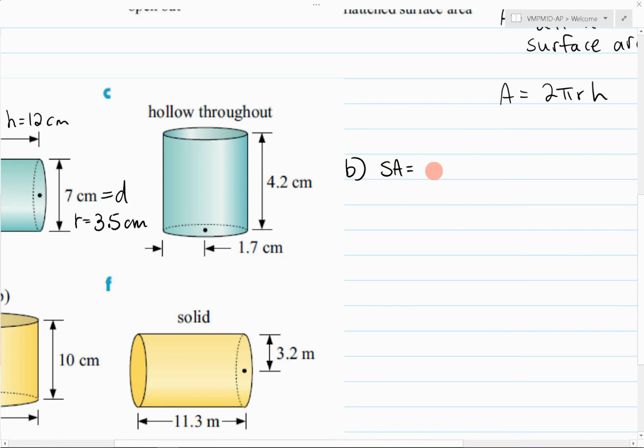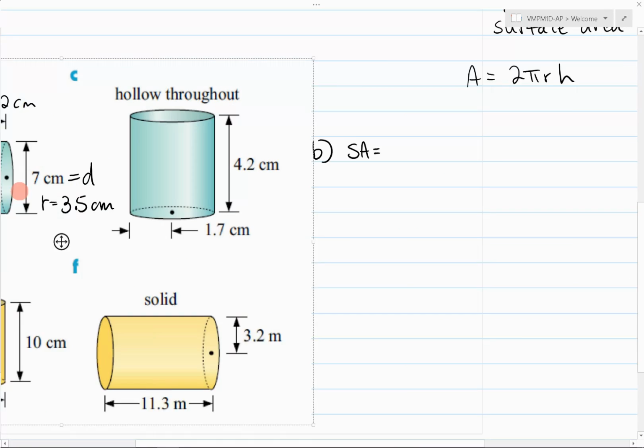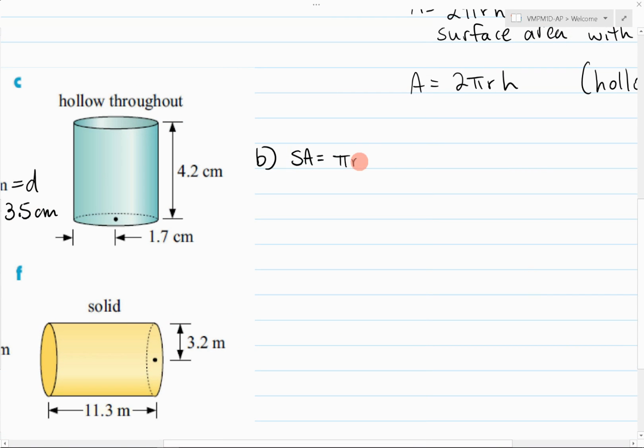surface area equals 2 pi r h plus 2 pi r squared, and all you have to do is plug in your values. R is my radius, so it's 3.5. H is my height, which is 12. And then plus, in between, 2 times pi times r squared, so r is 3.5, and all of that squared.